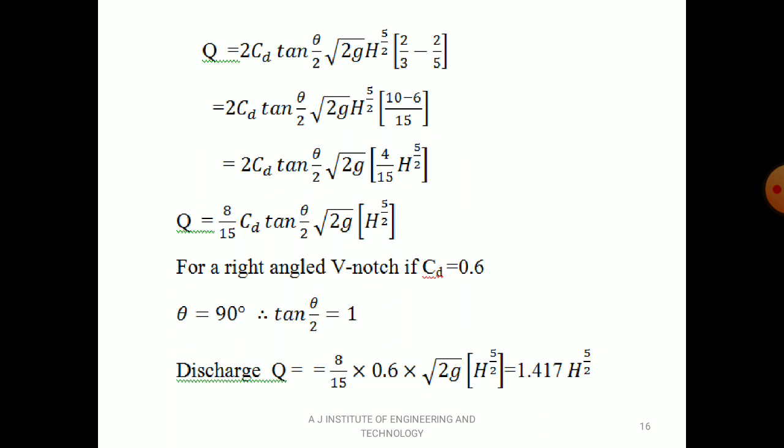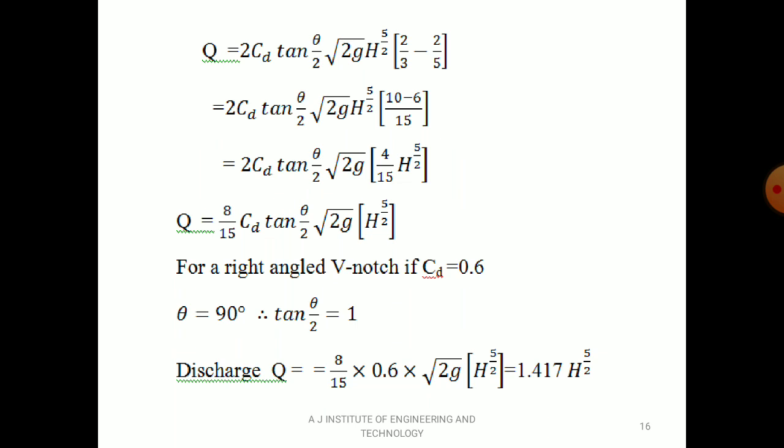So s to the power 5 by 2 is capital S to the power 5 by 2. Therefore Q equal to, so 2 into 4 divided by 15 that becomes 8 by 15 into Cd tan theta by 2 square root of 2g into S to the power 5 by 2. So that's the expression for discharge.